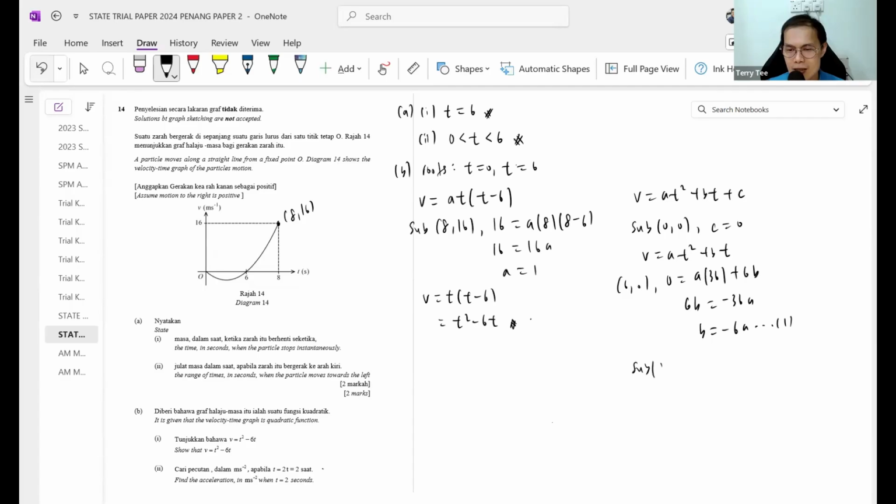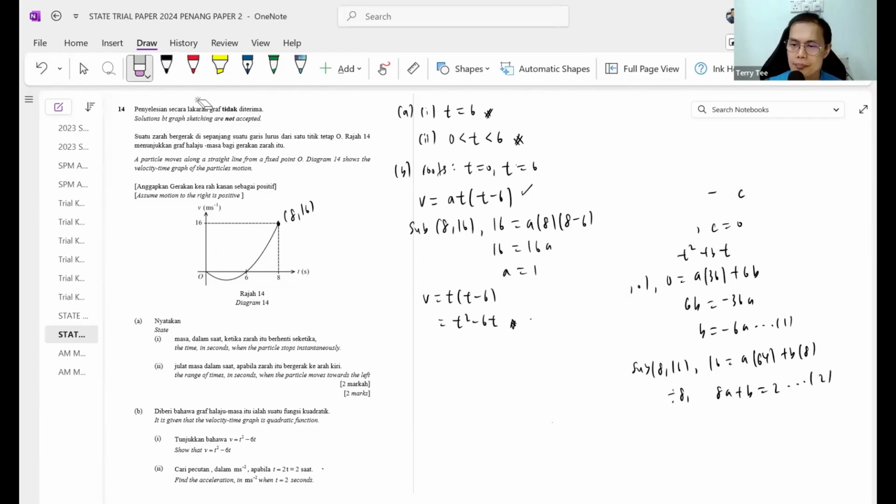The third point you sub in is 8, 16. Your v is 16, 8 squared is 64, and this is 8b. Then you divide by 8, and I get 8a plus b equals 2, equation number 2. Then you solve them simultaneously, which is very long compared to the method that I'm using here. This is a lot easier. But you can do this, and you get the same answer.